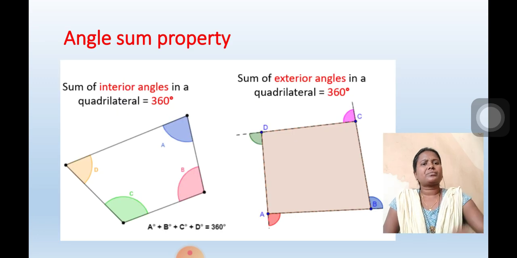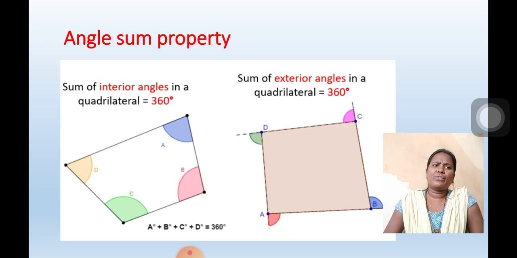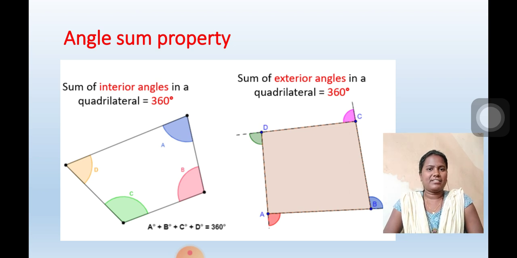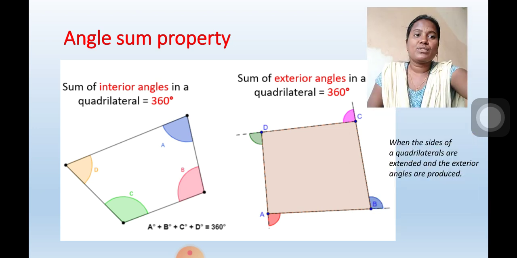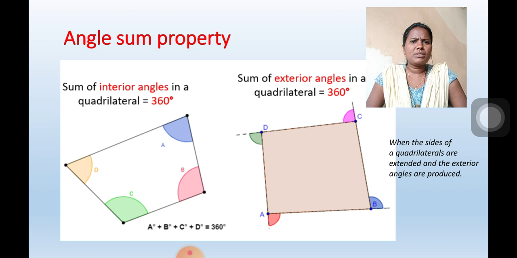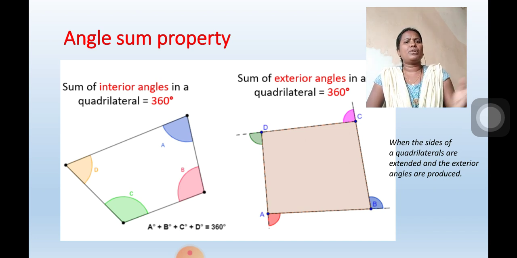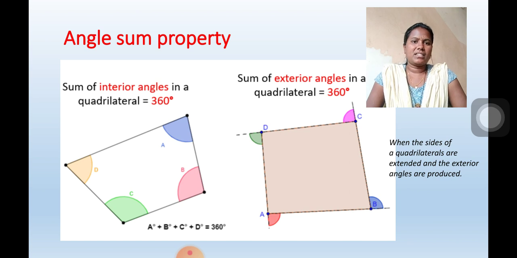Okay, so now let us see what is the sum of exterior angles in a quadrilateral. Yes, the sum of exterior angles in a quadrilateral is also 360 degrees. How is it possible? Let us see. So how are we going to get the exterior angle? Yes, we know that when we produce a side of any polygon, we get an exterior angle. So the sum of exterior angles in a quadrilateral is 360 degrees. How it is 360 degrees, in the next session.